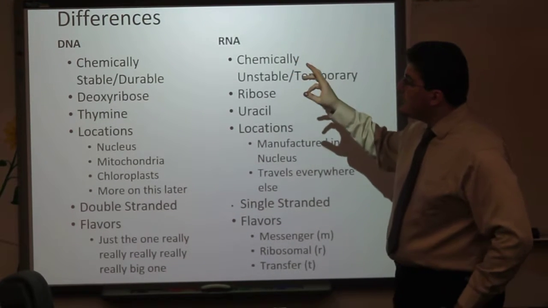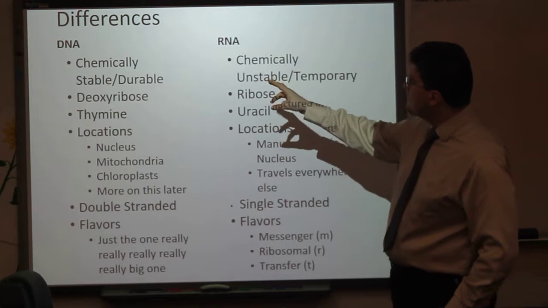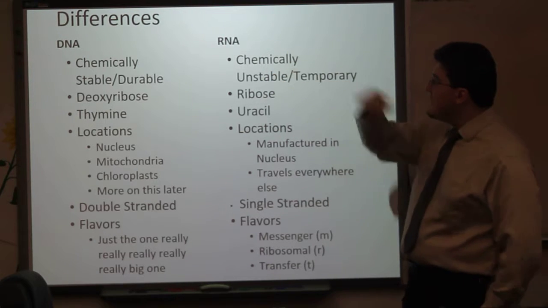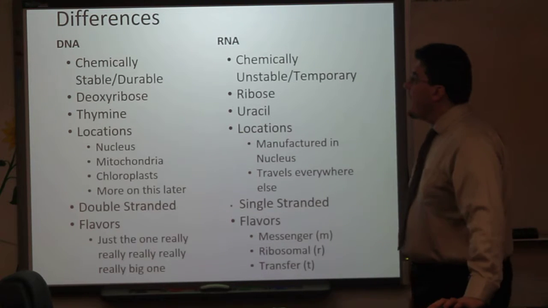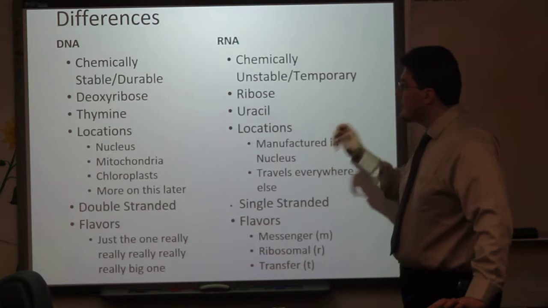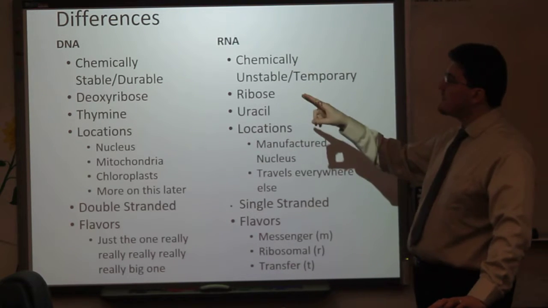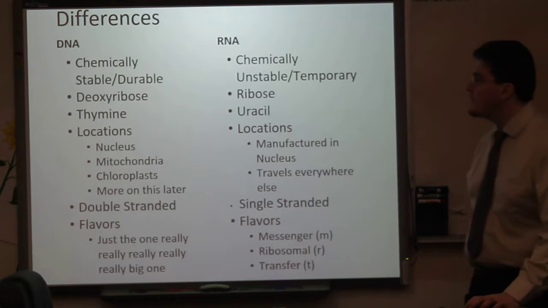So, the differences between DNA and RNA. DNA is more chemically stable than RNA. DNA is more durable, whereas RNA is somewhat temporary. DNA is composed of deoxyribose sugar. The pentose sugar is deoxyribose, whereas in RNA it is ribose, the pentose sugar.